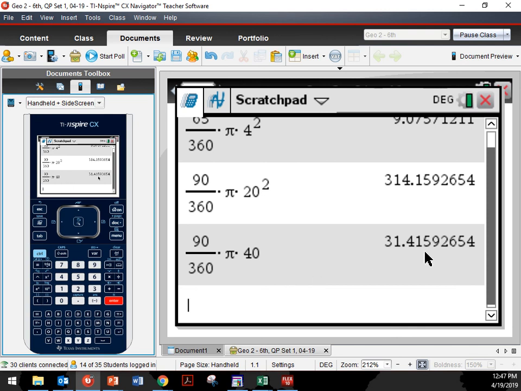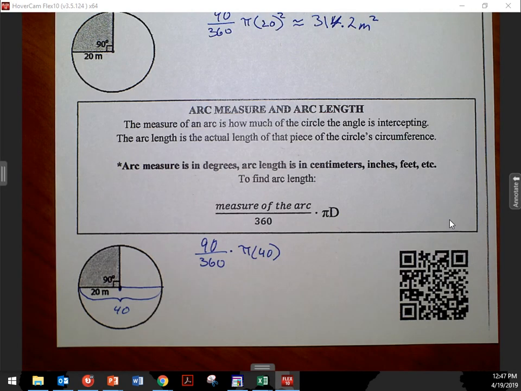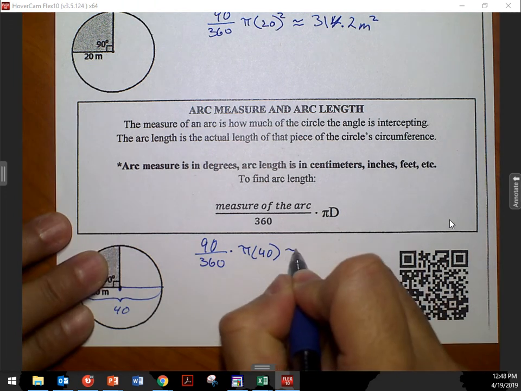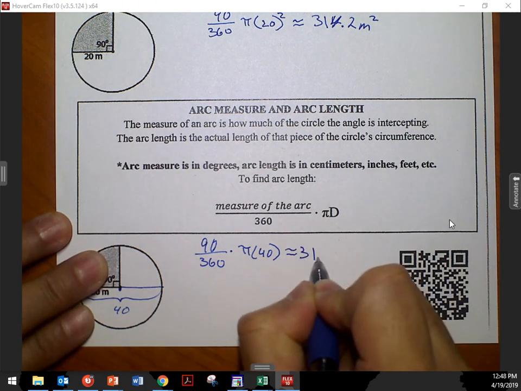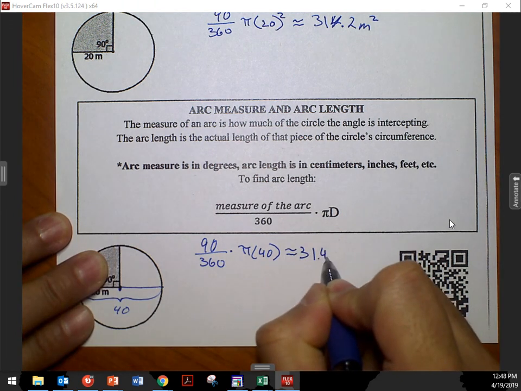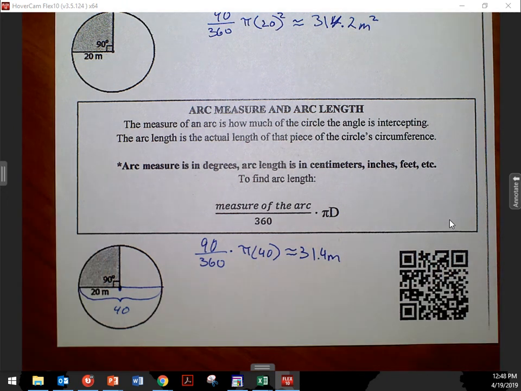In this case, I get 31.4. So the measure around the outside is going to be 31.4. Meters? Yep. It's not square. The other one is meters also, right? It's meters square though, because it's area.